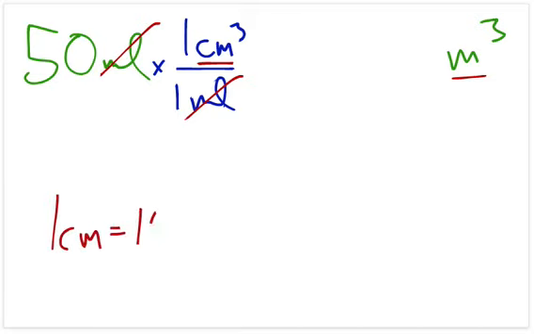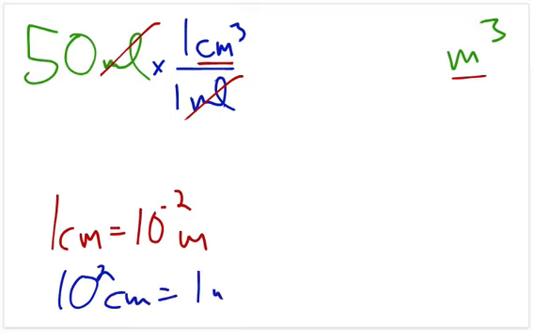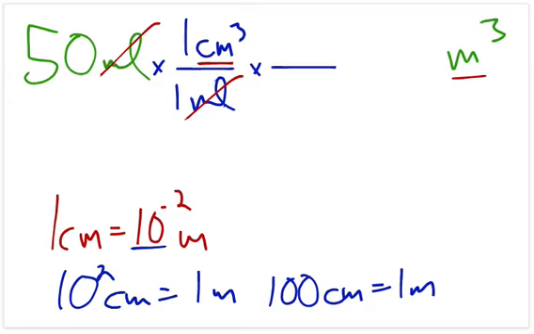In fact, I remember that 1 centimeter, if I go back and look at that chart, is 10 to the negative second meters. Or you could flip this around, which I end up doing a lot because I don't like using negative exponents. 10 to the second centimeters would be 1 meter. So if we divide that over, we get 10 to the second centimeters, or like we probably refer to it more often, 100 centimeters in 1 meter. So that's my conversion factor, and I'm going to put in 100 centimeters in 1 meter.